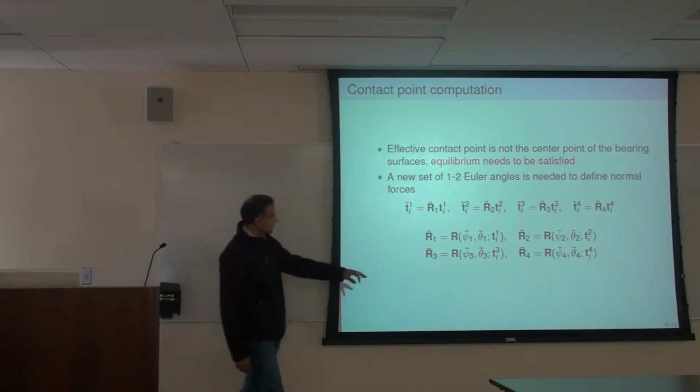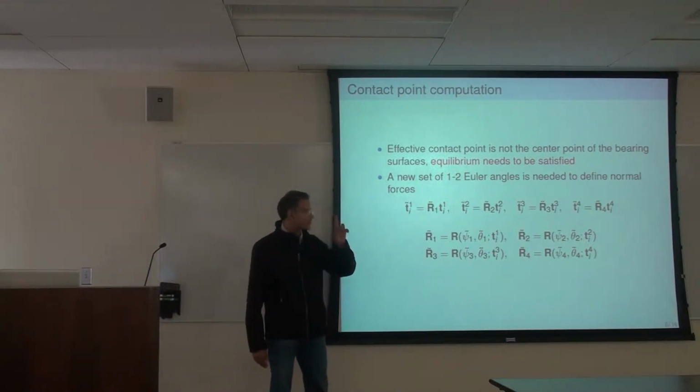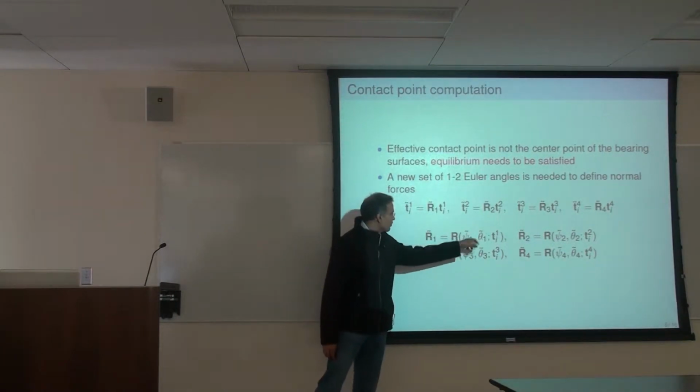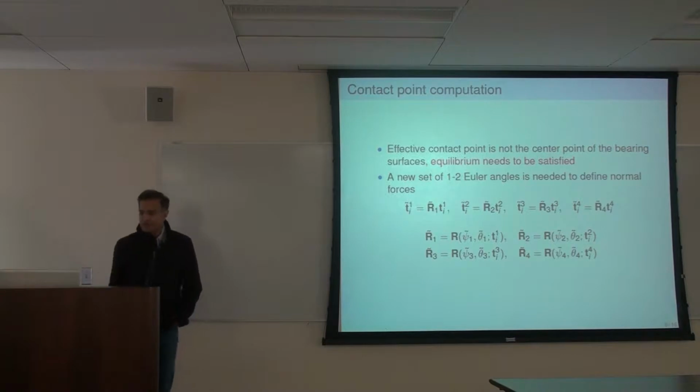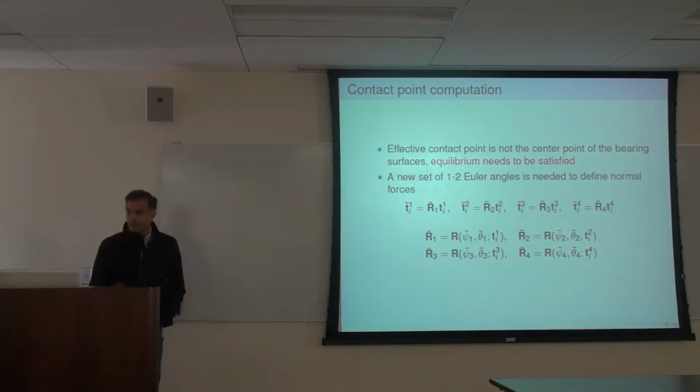So we have another set of Euler angles. And you just need 2 Euler angles to do this. So you have 2 more. Those are the ones with the tildes on them. So for each piece, you'll have another set of Euler angles. And these are all unknowns in the model.